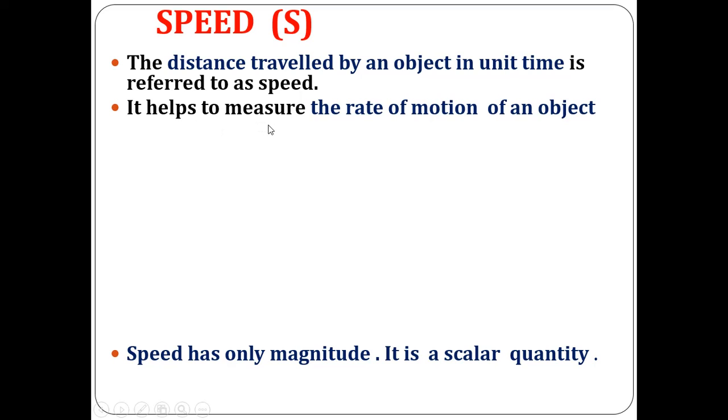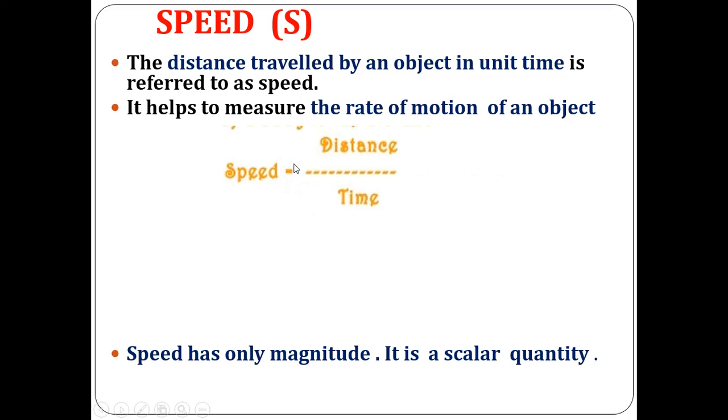So it helps to measure the rate of motion of an object. It helps to measure how much the object has moved from one position to another. The rate of the movement of an object can be measured with the help of speed. So what is meant by speed? It is the distance travelled by an object in a particular time.